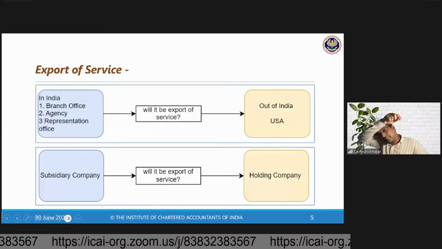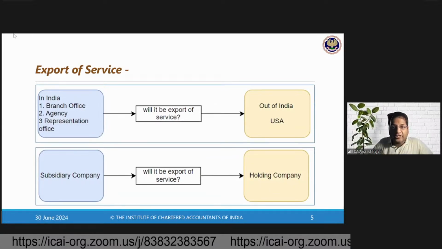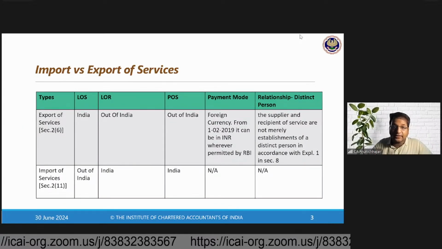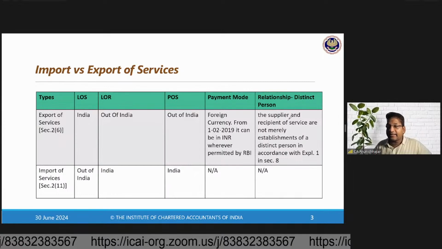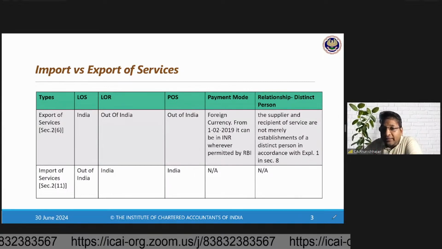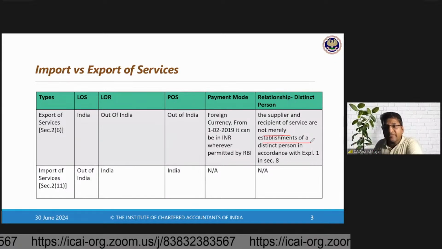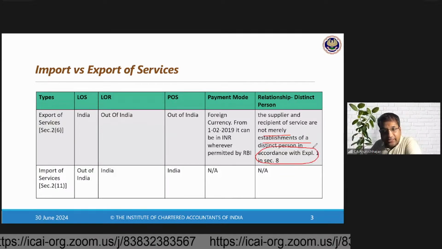Now this part is very important. We'll try to understand. In case of export of services, I have discussed that there are 5 conditions, and the 5th one is talking about the supplier and recipient not being merely establishments of distinct person. What does it mean? This is the point which I would like to discuss with all of you. They are giving the reference of section 8 explanation 1.